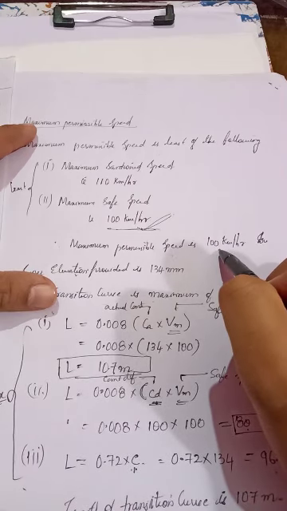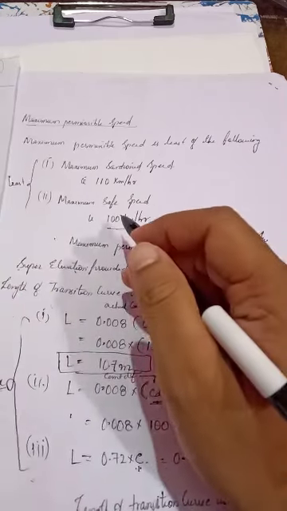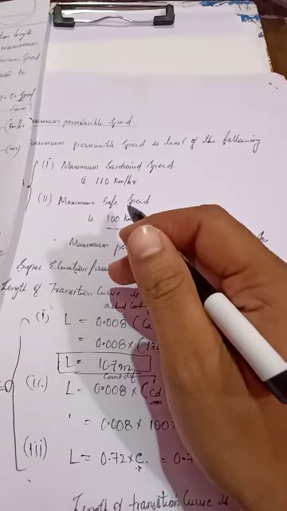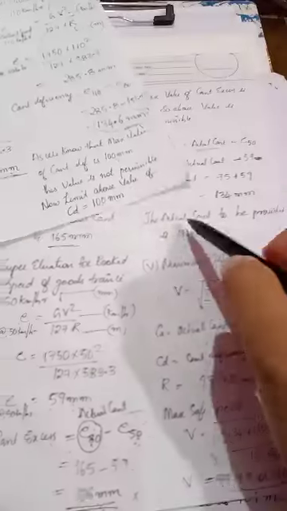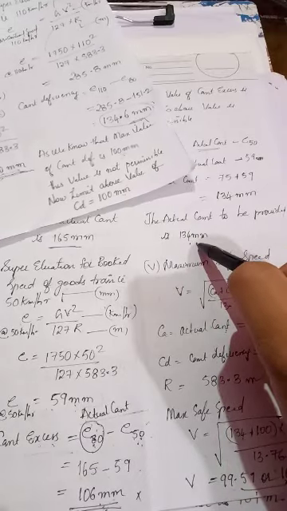And what was actual cant? Actual cant was nothing but 134. Here we have written a sentence also regarding the actual cant. The actual cant to be provided is 134 mm. We have written one sentence for that also.